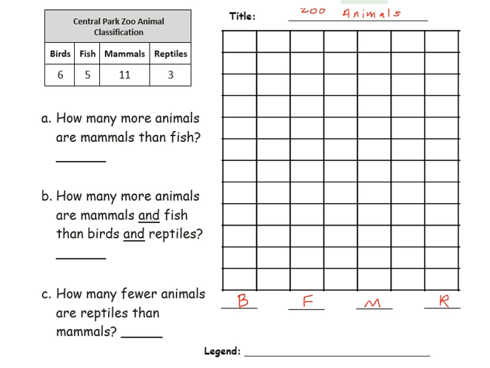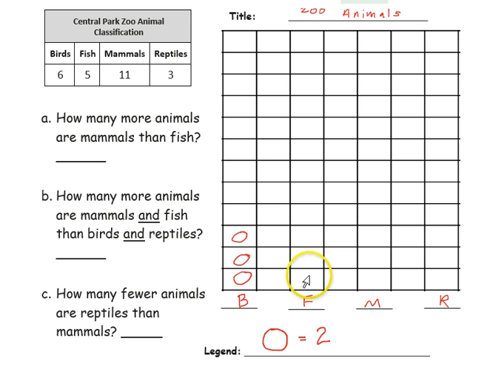I also have the option of changing my legend. So instead of having 1 star equal 1 animal, this time I'm going to draw my picture graph, and I'm going to show 1 circle equals 2 animals. So some students may be able to handle this a little advanced step here. That means for my birds, now I'm going to draw 3 circles. Because each circle represents 2 animals, I have 2 for 6 birds.